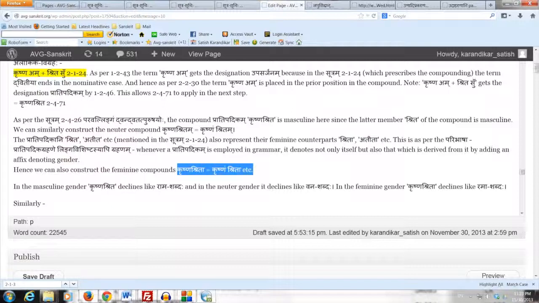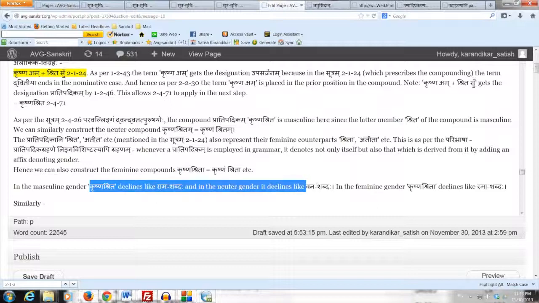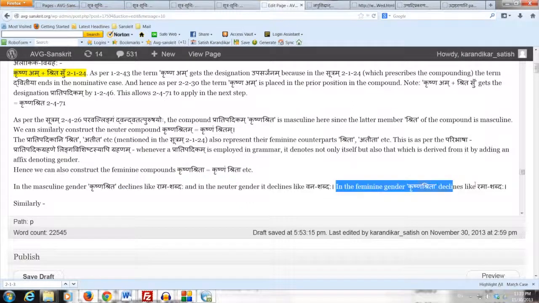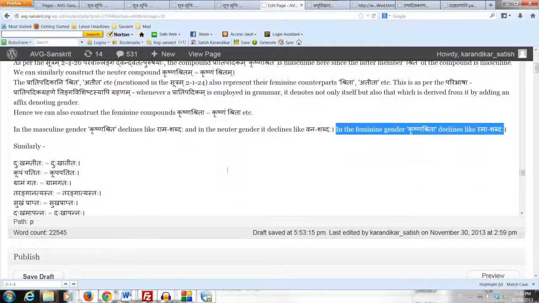In the masculine gender, Krishna shrita declines like Rama shabdaha. In the neuter gender, it declines like Vana shabdaha. In the feminine gender, Krishna shrita declines like Rama shabdaha.